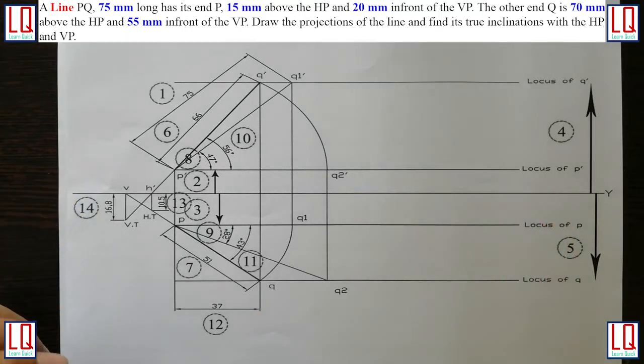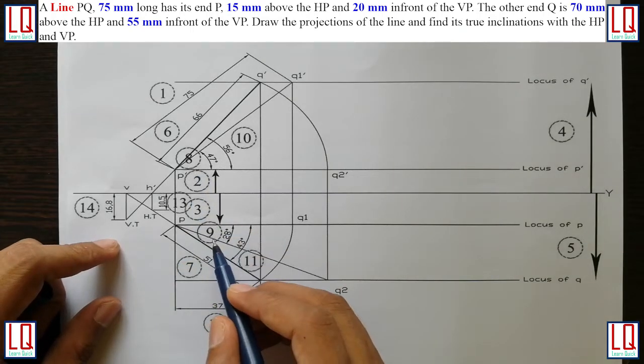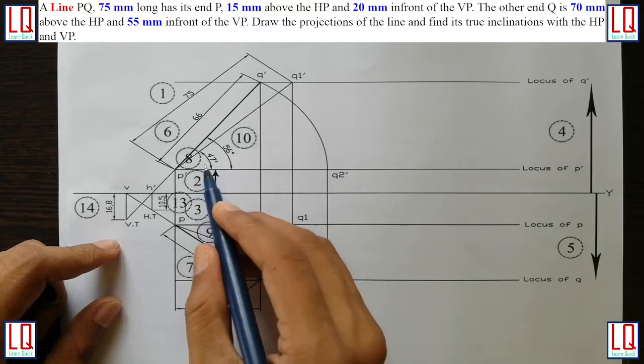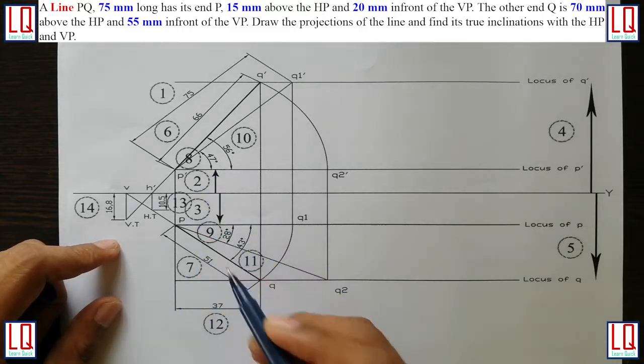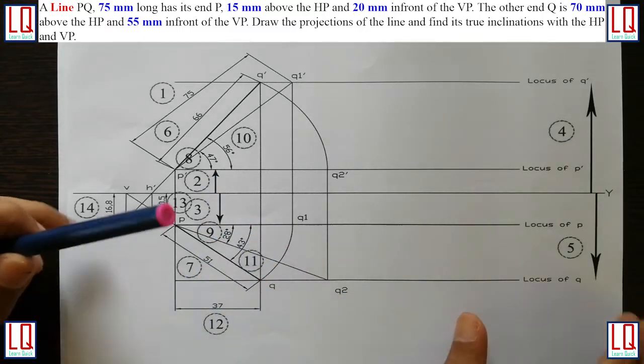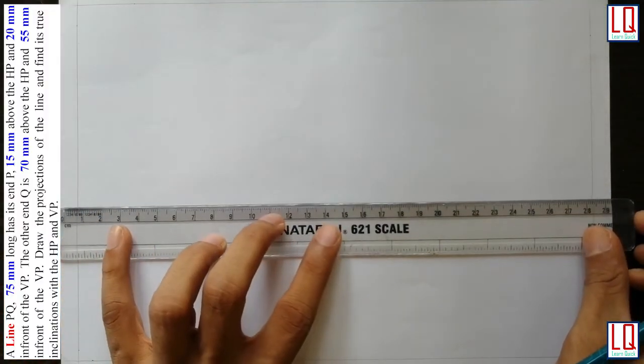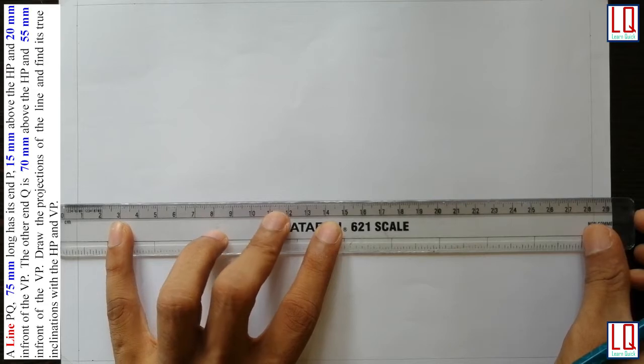They have asked to find data number 8 and data number 9, which is nothing but the true inclination of the line from the front view and the true inclination of the line from the top view. So let's see how to do it. First draw a horizontal line XY as your reference line.